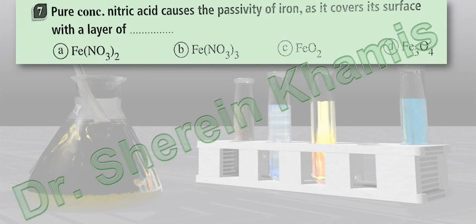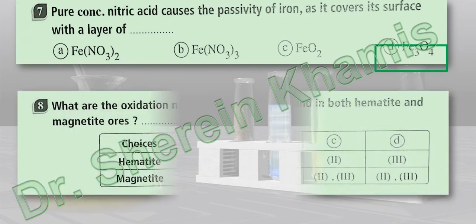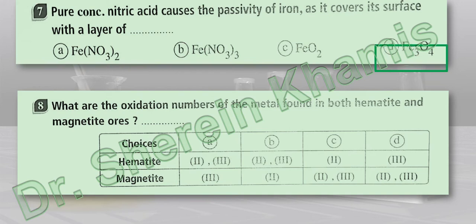What do we mean by making a passivity of iron? It means that it makes a layer of oxidation. It means that it will take a higher amount of oxygen. This means that iron 3 oxide will be the right answer here, Fe3O4. I think it's an easy question. You need to concentrate on it more. Okay, question number 8.